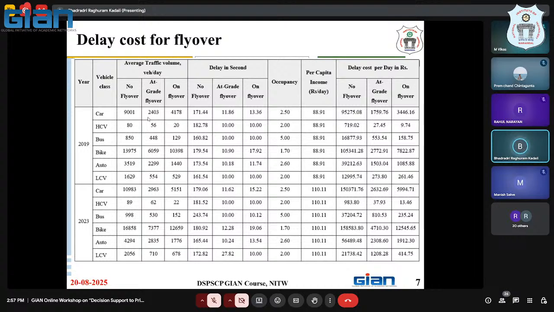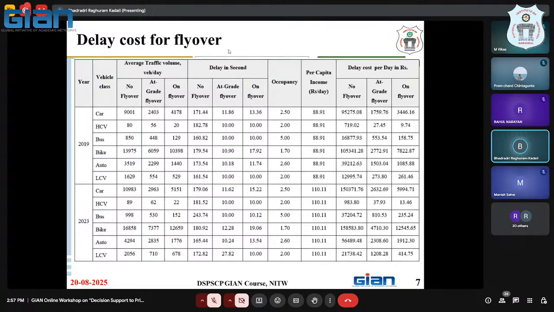The reduction of delays is also estimated for the no flyover case. So we have estimated what the delay is corresponding to the no flyover case. Then we have also estimated, corresponding to the at grade as well as the on flyover, what the actual delays are. Because you can't say that there is zero delay. It is expected that when the vehicle is traveling, it is designed with respect to the design speed.